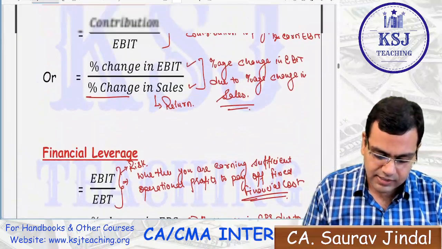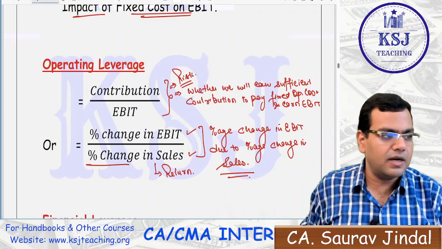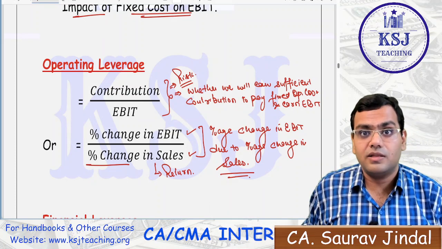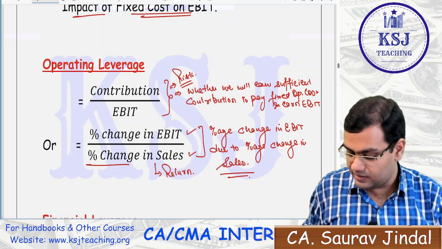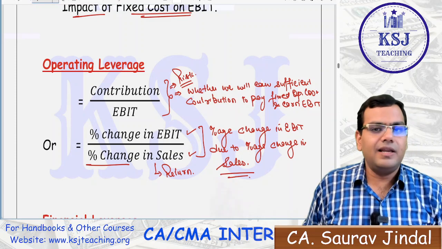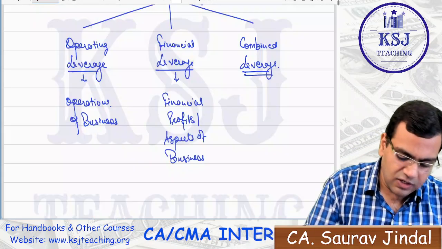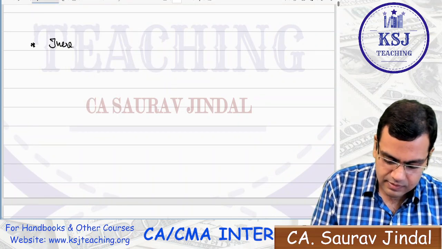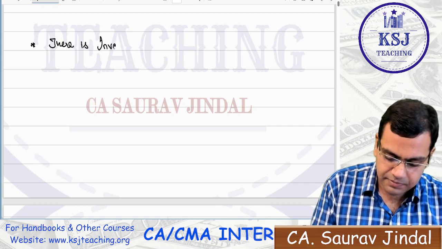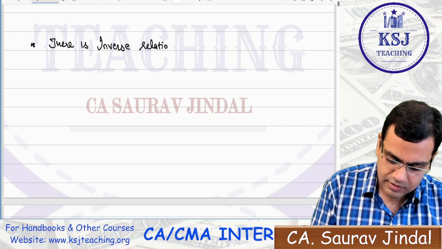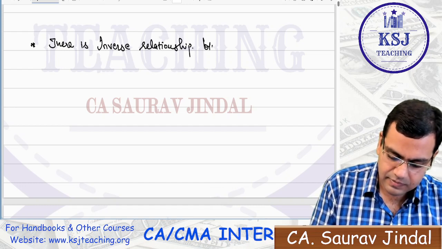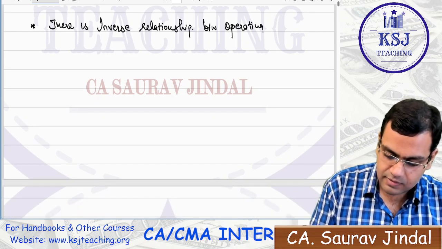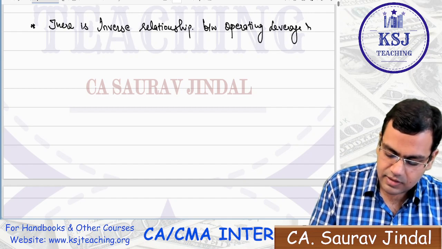Now, one important thing, sir. One important thing here to remember, there is a relationship between operating leverage and margin of safety, sir. What is that relationship? The relationship is an inverse relationship between operating leverage and margin of safety.